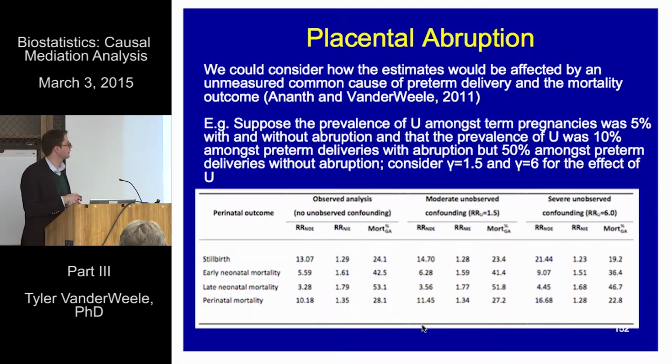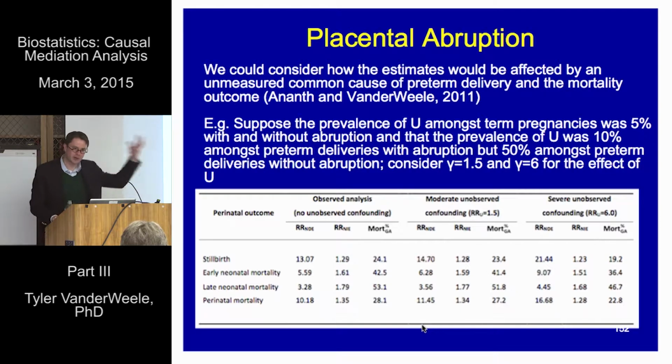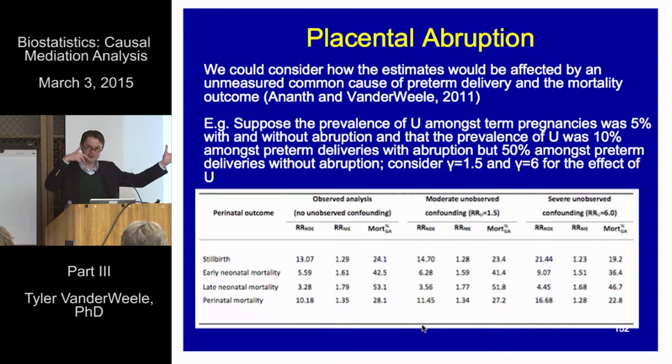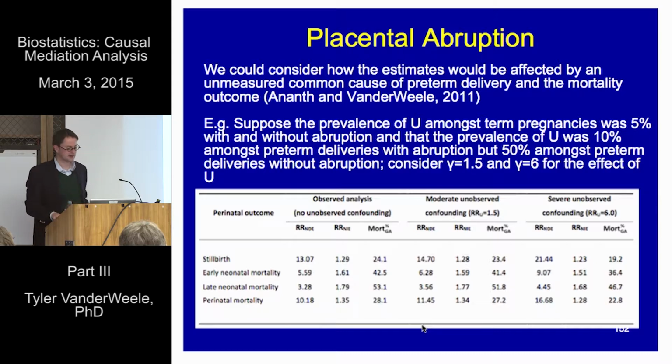So if we specify the prevalence of U, our unmeasured confounder of preterm birth and perinatal mortality, as not too common, maybe just 10% for preterm deliveries with abruption, because again, abruption is quite likely the cause of preterm birth. We don't need to appeal to any other explanation here. But a prevalence of U much higher for preterm infants without abruption, maybe 50%, because if abruption is not the cause of preterm birth, it must have been something else. We need to appeal to something else, so we specify a higher prevalence for U in that case.